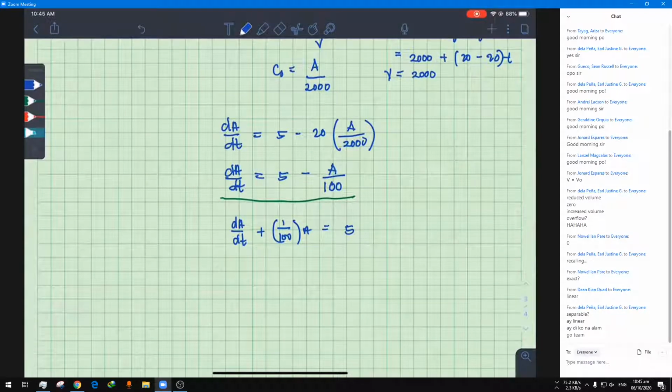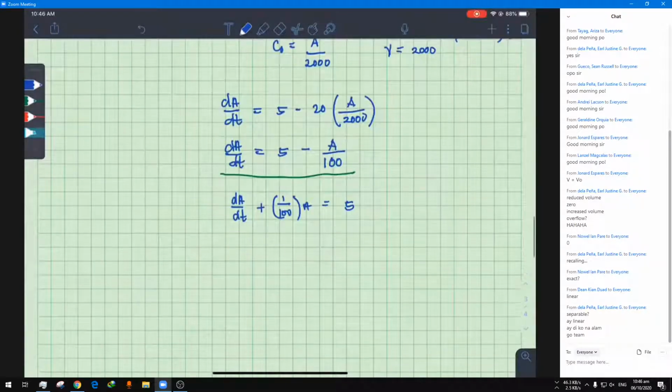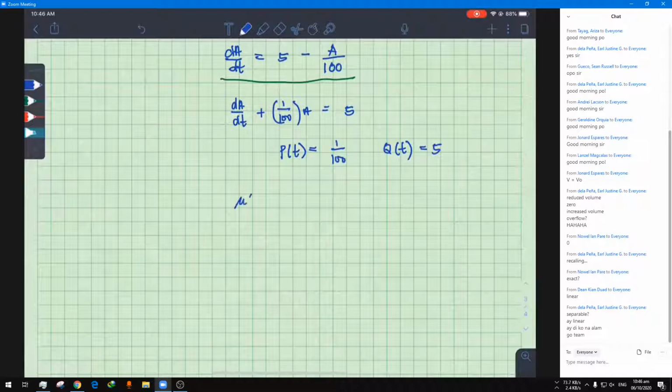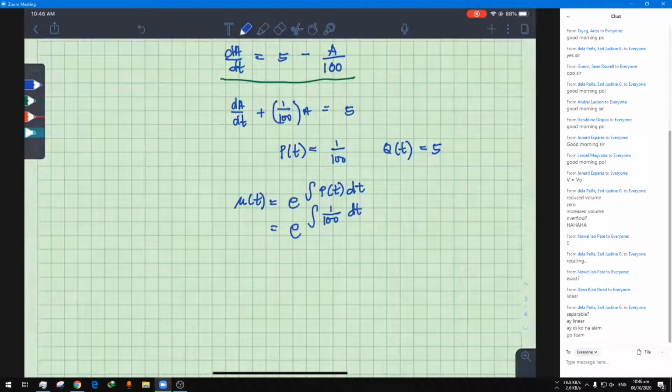Mixture problems, all of them are linear equations, as far as I can recall. So it is not a Bernoulli equation, but most of the time they are linear. In this case, we now have P of t, which is 1 over 100, and Q of t would be 5. What is our formula for the integrating factor? Mu of t is e raised to the integral of P of t dt, which is e raised to the integral of 1 over 100 dt, or simply e raised to t over 100. That would be our integrating factor.